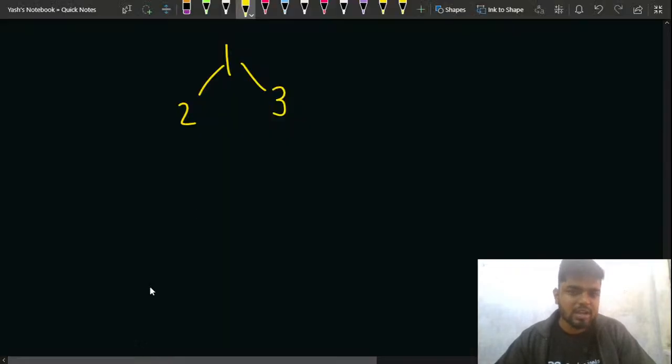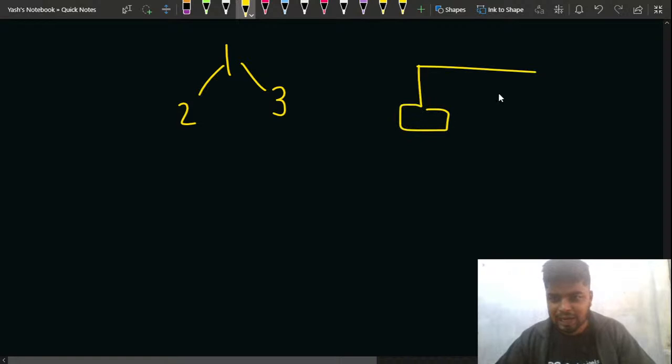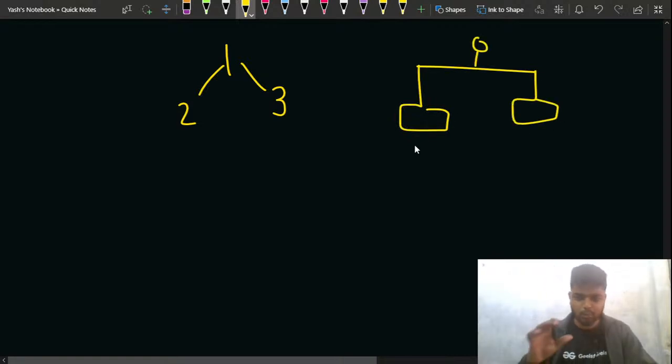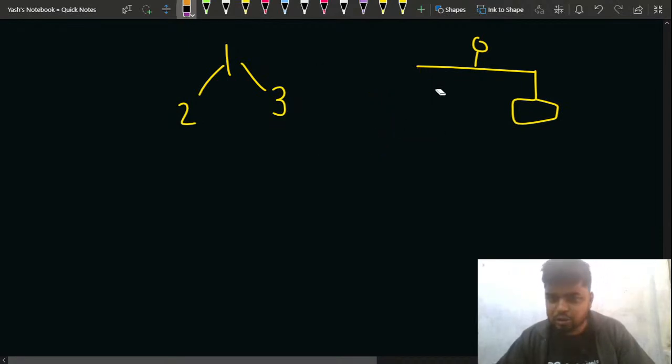What does this mean? If you know about a weighing machine, there is one weight here and one weight here, and whichever part is heavier matters. If both are equal weights, then it remains constant. Otherwise, whichever side is heavier, the weighing scale tilts to that side, right? So this is very similar to that.